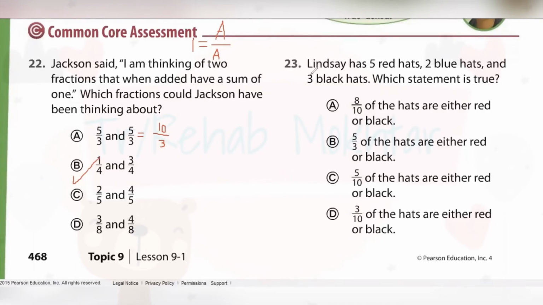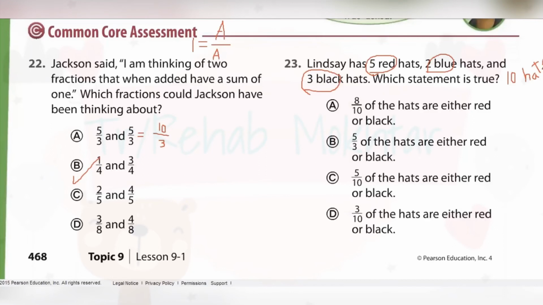Number 23, Lindsay has 5 red hats. I will circle it. 2 blue hats and 3 black hats. How many hats in all? 5 plus 2 plus 3 equals 10. So the group of hats has 10 hats. 10 what, teacher? 10 hats.